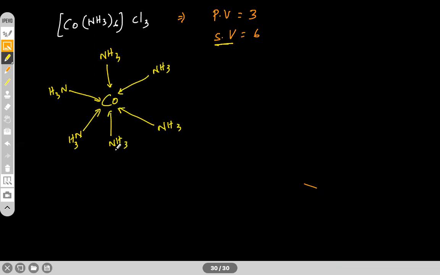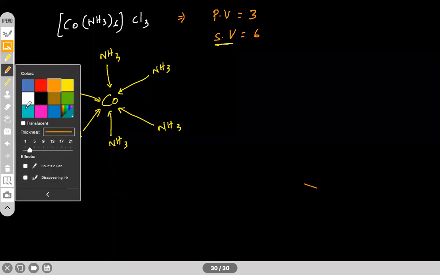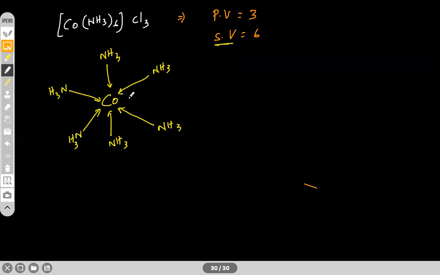This is 6 NH3, by the thick line. This 3 chlorine, which is present outside, is ionizable, because this cannot ionize, we cannot break this complex, right? This is ionizable, so it is represented by the dotted line. So this is this molecule, showing primary valency and secondary valency.